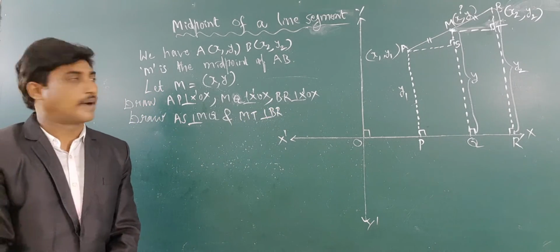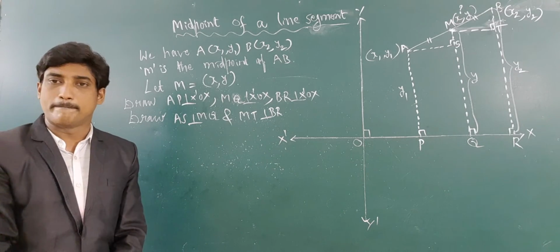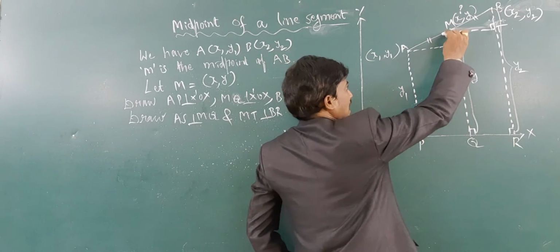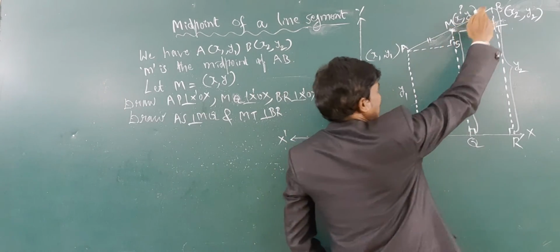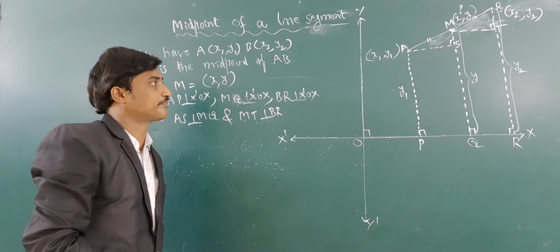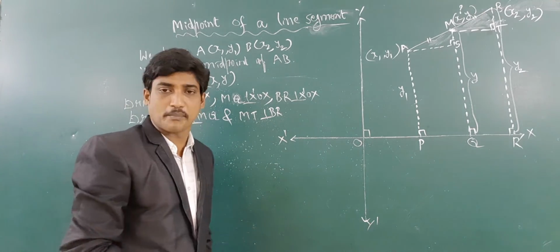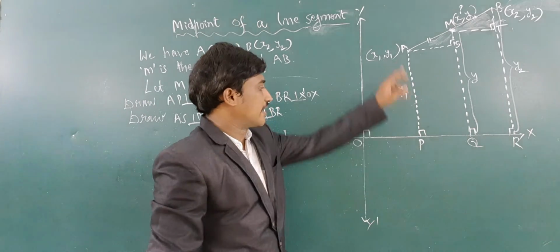AS and MT, two perpendiculars, are drawn onto MQ and BR, so that we get two triangles, AMS and MBT. These two triangles we can compare. Before that, we can observe here a rectangle.